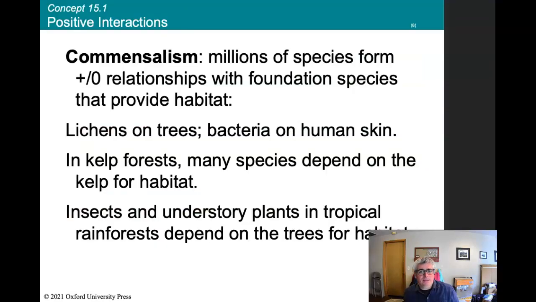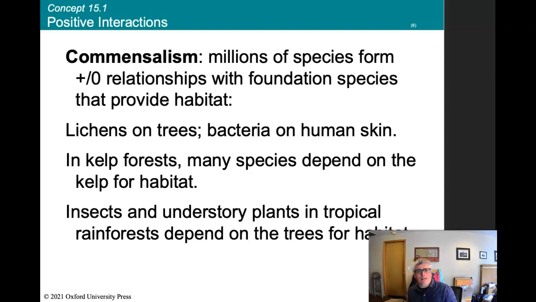And so commensalism is a +0 relationship. Some examples of that are lichens on trees, where having a lichen on a tree is perhaps not costing the tree anything. It's usually in a shaded area. It's not impacting photosynthesis. It's just kind of hanging out there. Bacteria on our skin. Supposedly there's no negative impact to us from these bacteria, but they're living there.